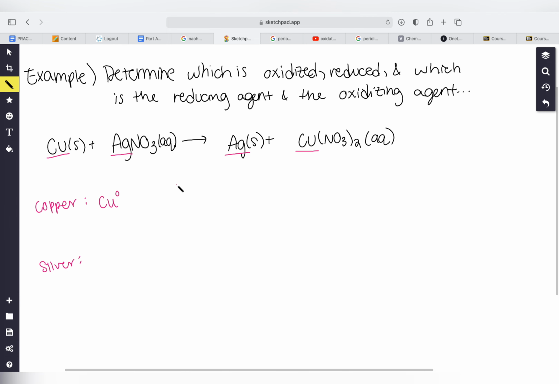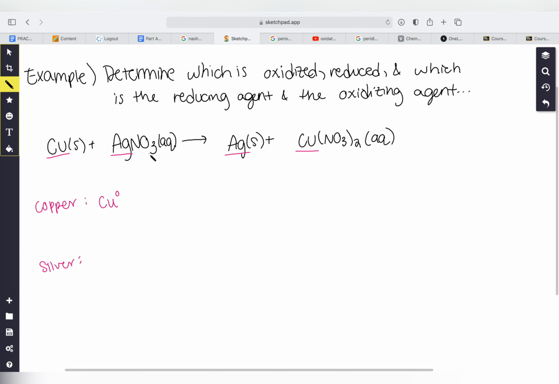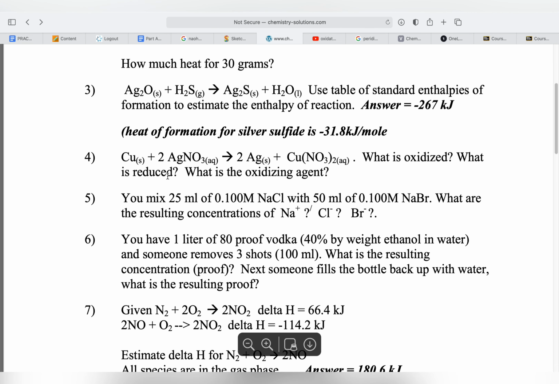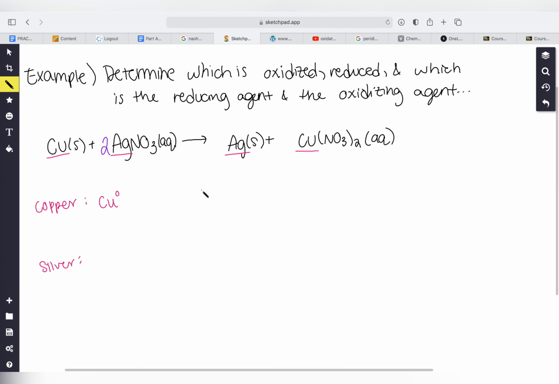Oh my goodness, I just realized we need to balance this equation. Let's do that now. I wrote this out five minutes ago and forgot that was the first step. So NO3, that needs a 2 here. We have to add the 2 there, and then that means we have to add a 2 here. Whew, that was almost bad.